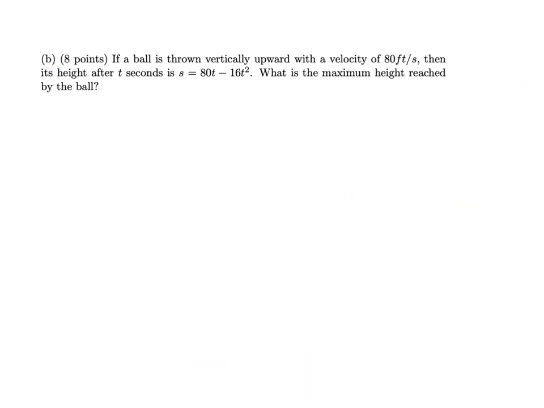All right, so in part B, if a ball is thrown upward with a velocity of 80 feet per second, then its height after t seconds is given by this equation. What is the maximum height reached by the ball? Since the equation s tells you a distance, if you take the derivative of this equation, s prime of t, this will tell you the velocity of the ball.